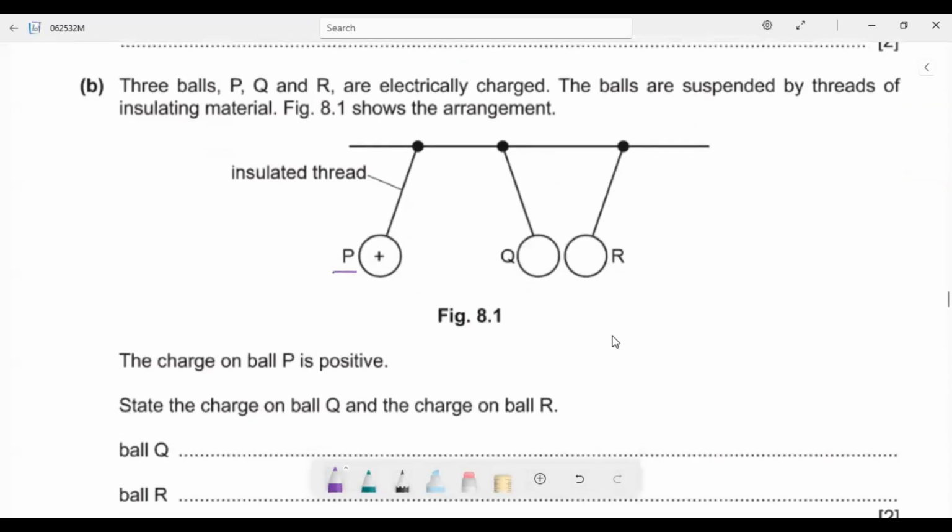Three balls P, Q and R are electrically charged. The balls are suspended by thread of insulating material. Charge on ball P is positive. State the charge on ball Q and the charge on ball R. So here we can see always like charges repel each other and unlike charges attract each other.